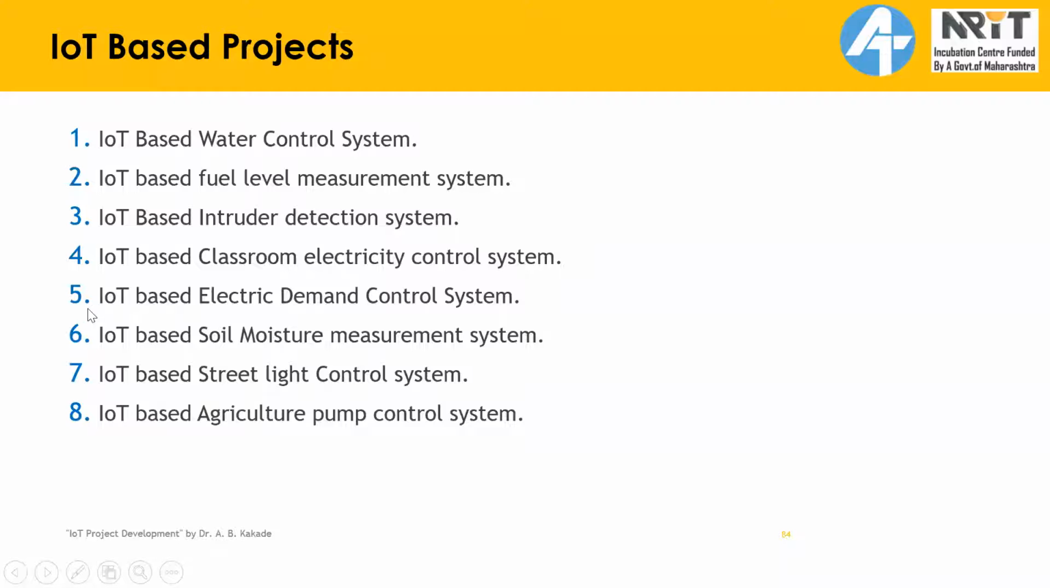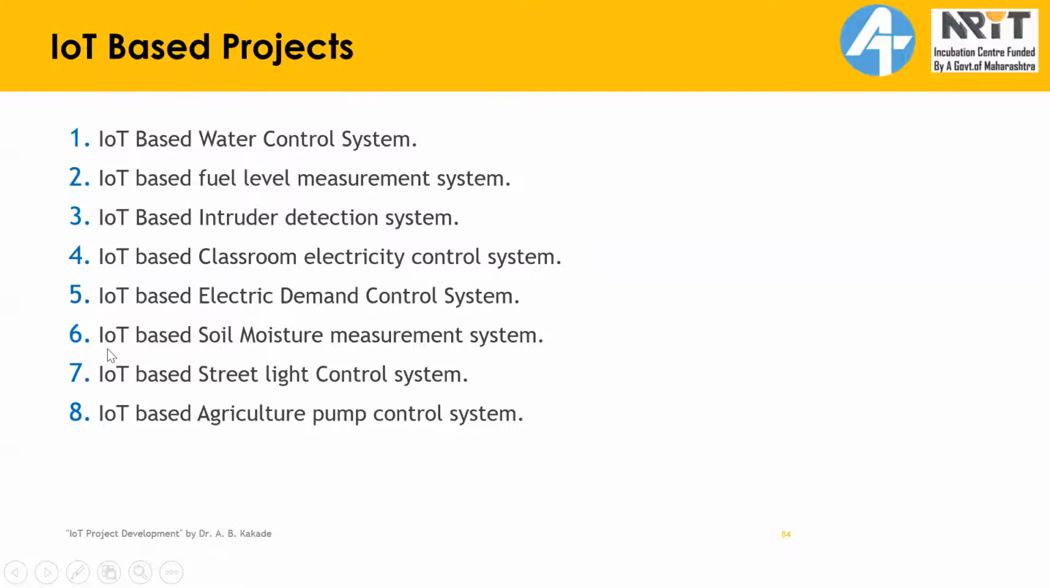Fifth project mentioned here is IoT based electric demand control system. So it is useful for saving the penalty. So project number 5 is useful for reducing the penalty in the electricity bill. I will talk about this project in detail.